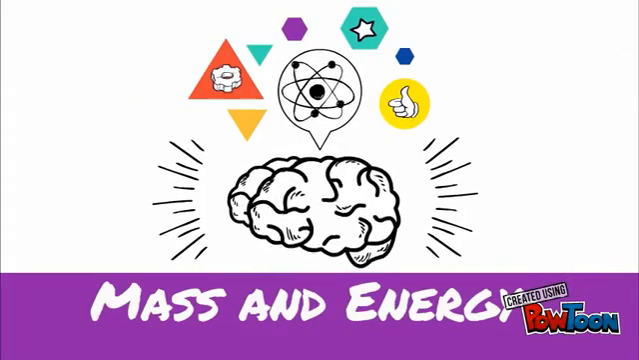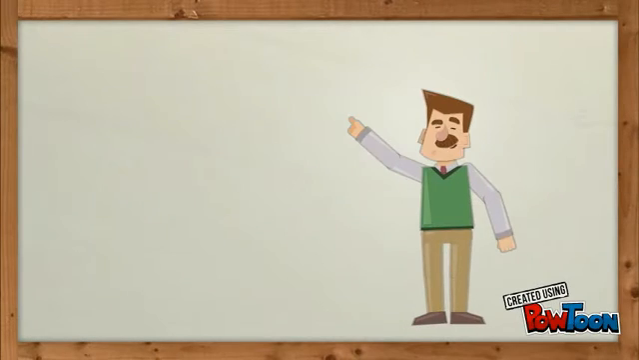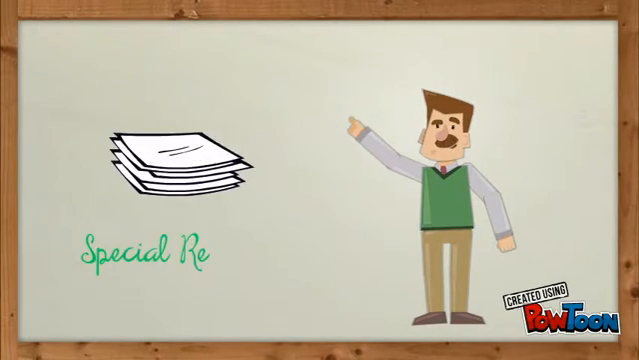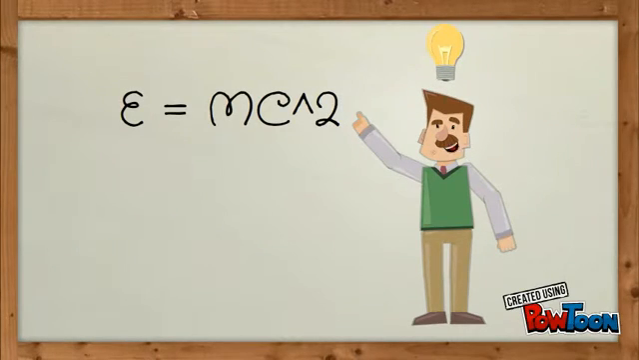Hey guys, so today we're here to talk about the equivalence of mass and energy. In 1905, famous physicist Albert Einstein used his work on special relativity to derive one of the world's most famous equations, E equals mc squared.